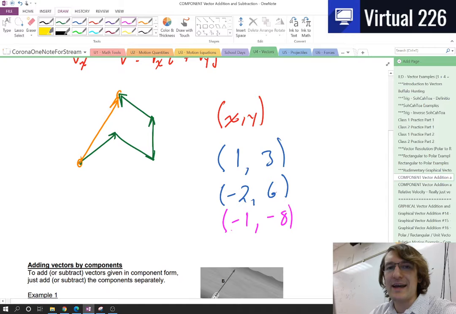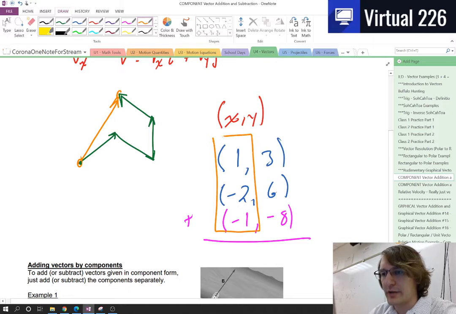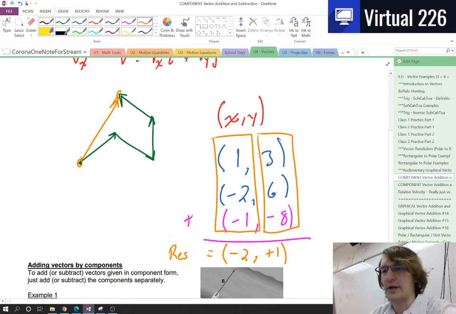If you wanted to add these vectors together, it's actually very straightforward. You simply add all of your x values together and then add all your y values together, and that's it. So 1 plus negative 2 is negative 1, plus negative 1 is negative 2, and then over here 3 plus 6 is 9, minus 8 is positive 1. And this is your resultant vector. You just add the x and y components together.